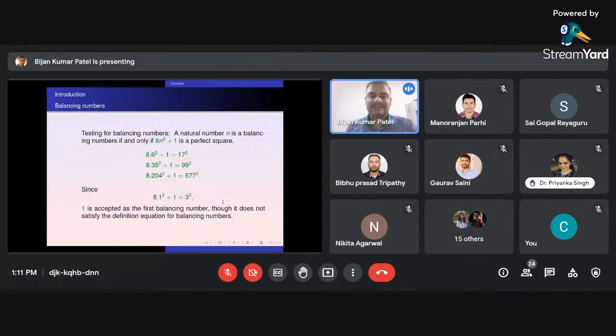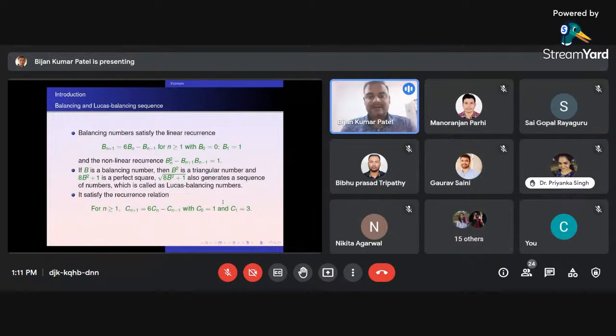So one can check like that. If 8n square plus 1 is satisfied, then it's a perfect square. And the non-linear recurrence relation the balancing sequence satisfies is bn square minus bn plus 1 into bn minus 1 equals 1. Sometimes it's called the Cassini formula of this sequence.